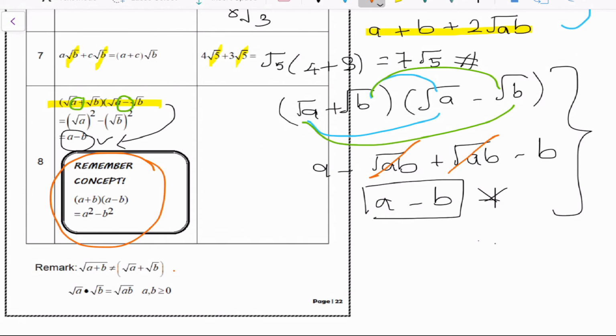Alright, so I would like to remark here, surd of A plus B is not equal to surd A plus surd B. You cannot separate them. The only thing you can separate is with multiplication or division operation, not for plus or minus.